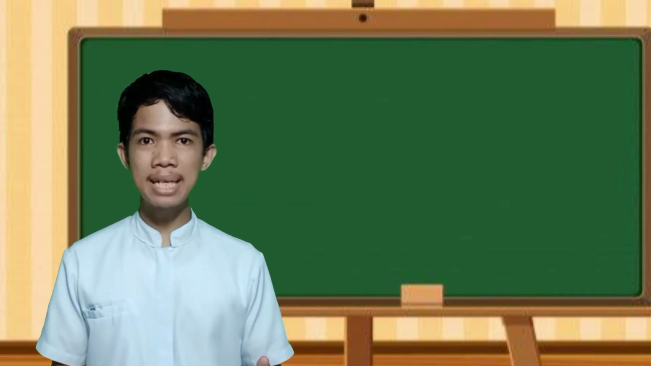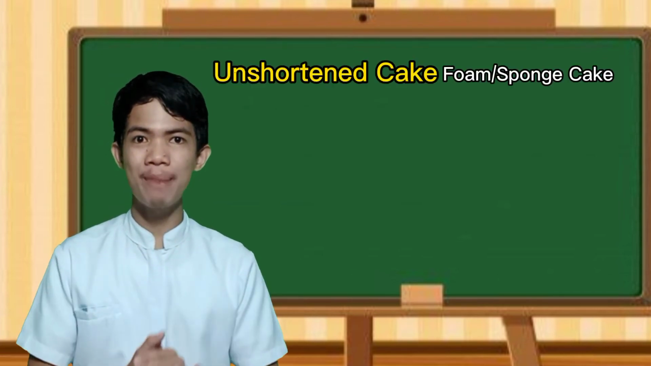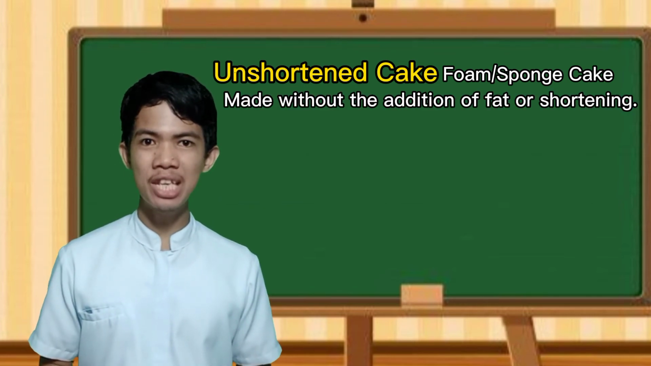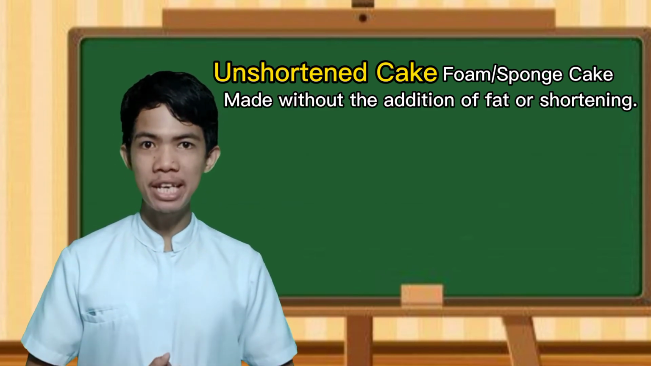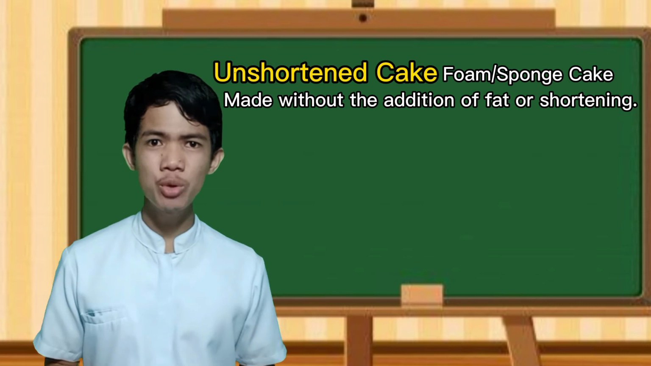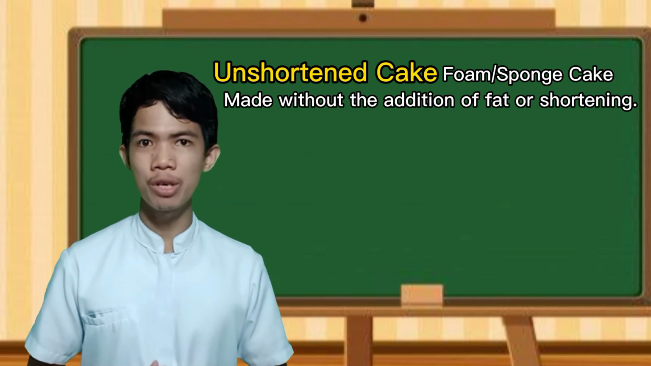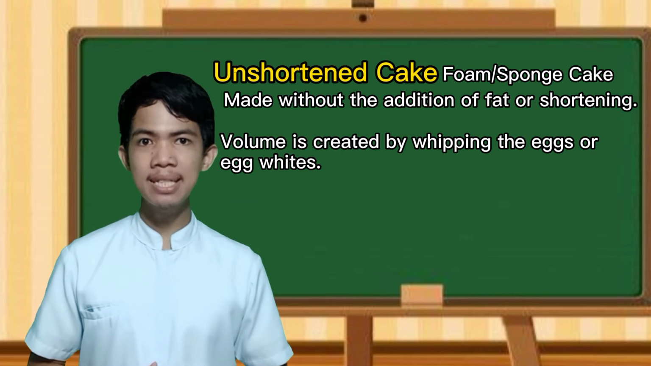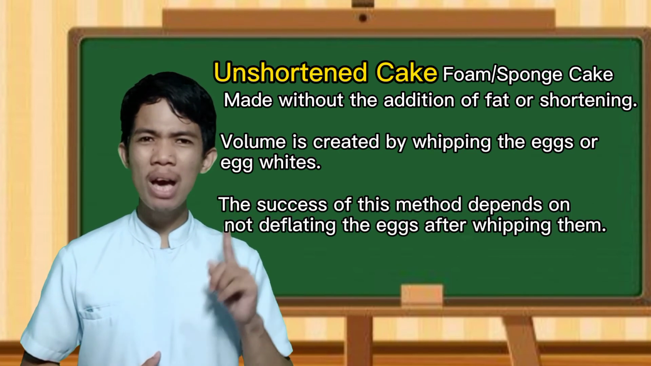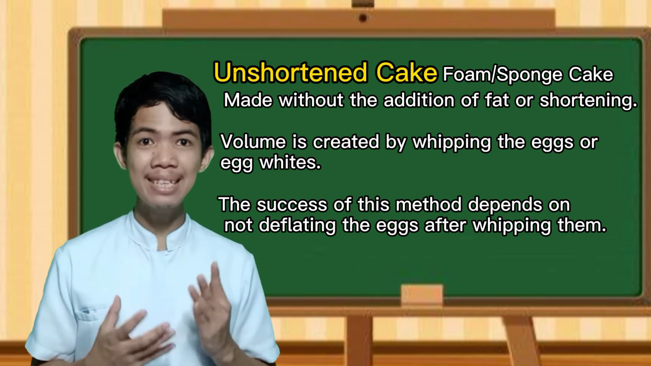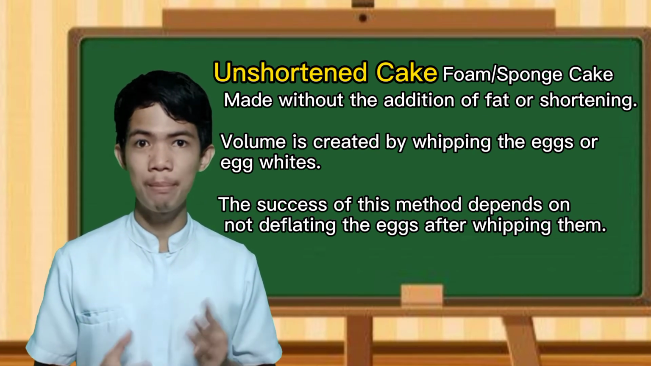The second one is unshortened cake or foam sponge cake. Unshortened cakes are cakes made without the addition of fat or shortening. This cake does not include fat such as butter or oil, and it doesn't use leaveners like baking powder. Instead, volume is created by whipping the eggs or egg whites. However, the success of this method depends on not deflating the eggs after whipping them.